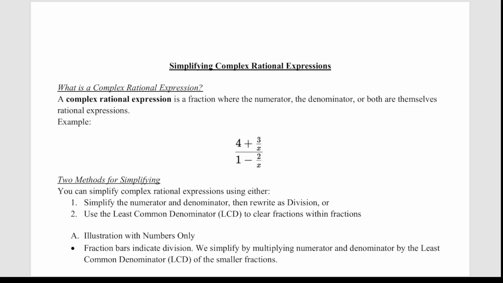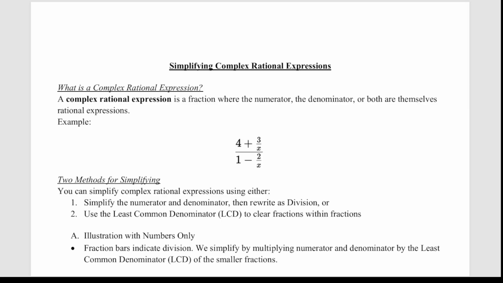Today we're going to be talking about simplifying complex rational expressions. And what do we mean by complex rational expressions? We mean rational expressions such that within the numerator and within the denominator there are more rational expressions. So for example, in this first one we have 4 plus 3 over x and 1 minus 2 over x.